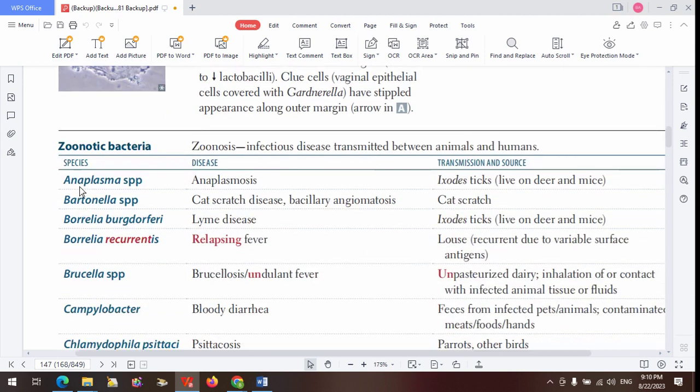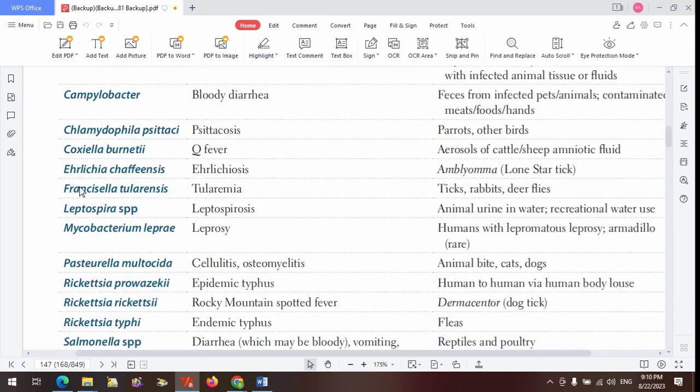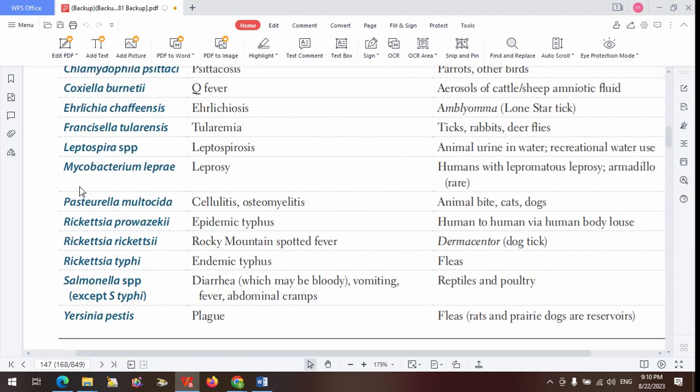So let's just move on to the zoonotic bacteria. Particularly, I will tell us not to worry ourselves about learning this table, because we will have learned them as we are reading all these things.